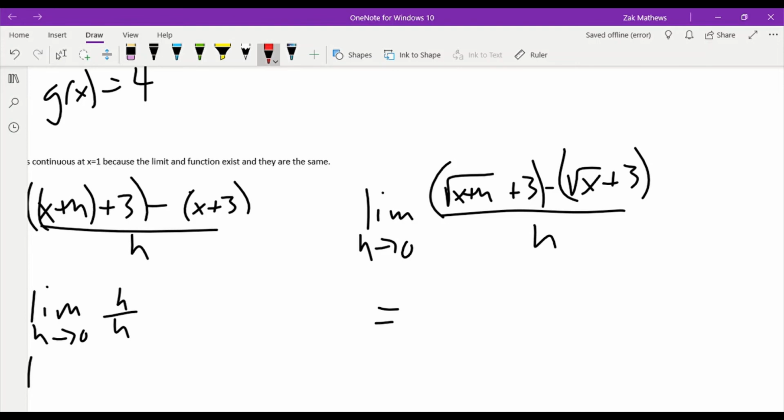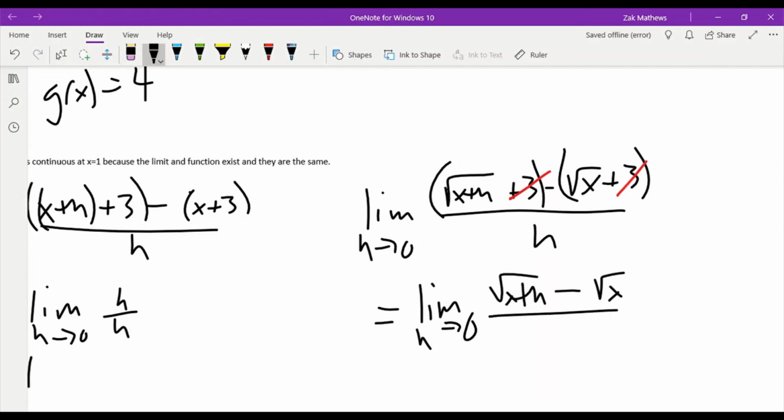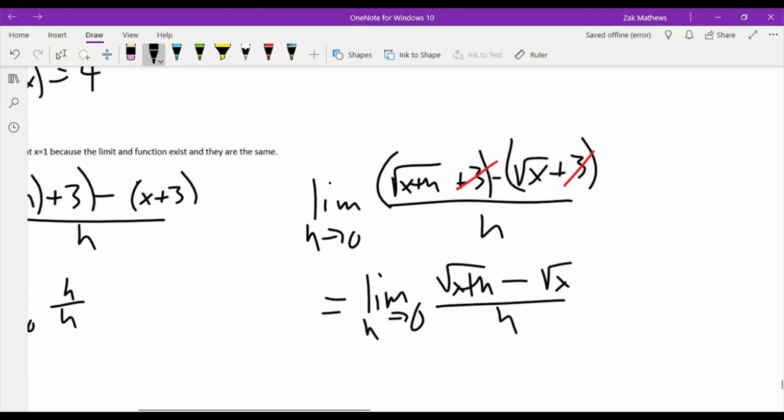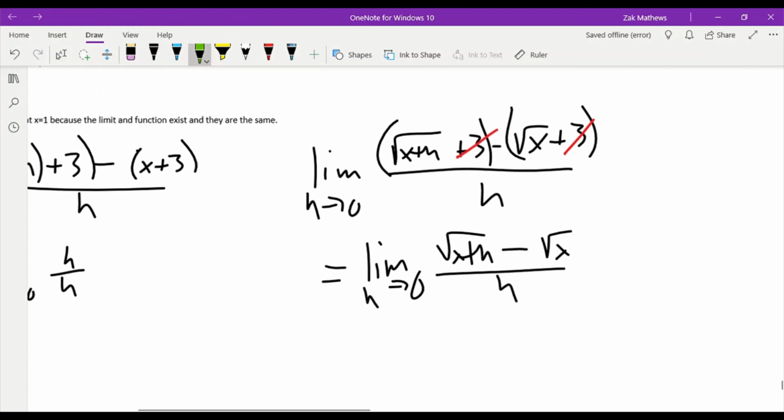The first thing that I need to do here, one of our tricks we used when we were doing limits, is we said if there are square roots in it, we're going to have to multiply by the conjugate. That is true, but there can only be a conjugate if there are two distinct terms, and here we have four. So notice I can cancel out those 3's first. That is an important first step. So now we have the limit as h goes to 0 of the square root of x plus h minus the square root of x over h. Still giving me 0 over 0, but now I have the opportunity to multiply by the conjugate.